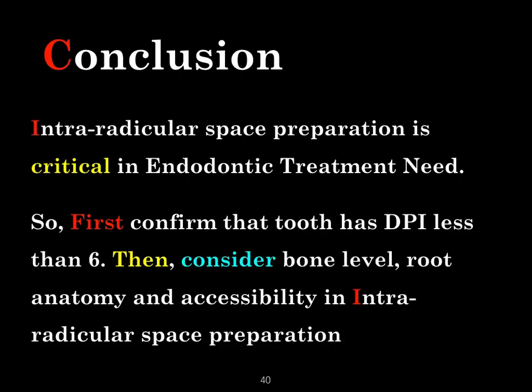So the conclusion is that intraradicular space preparation is critical in endodontic treatment need. So first, confirm that the tooth has a dental practicality index less than 6. Then consider bone level, root anatomy, and accessibility in intraradicular space preparation.